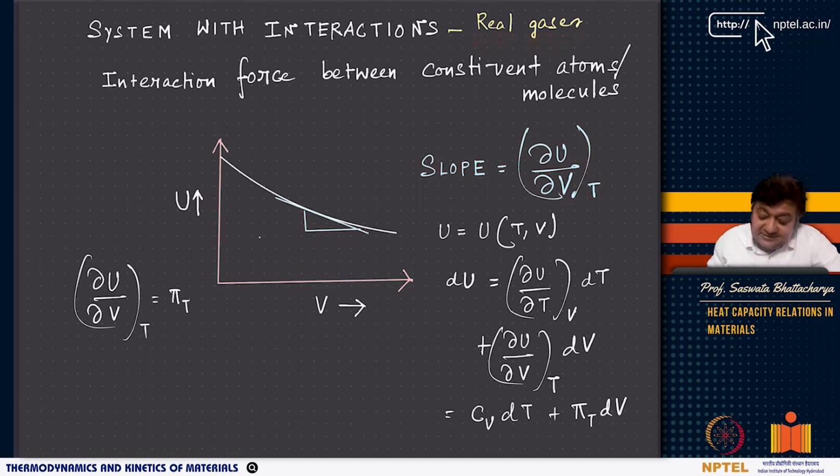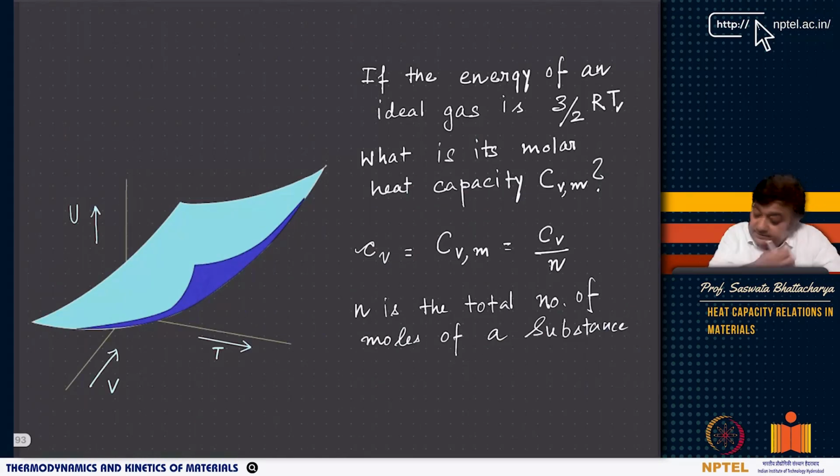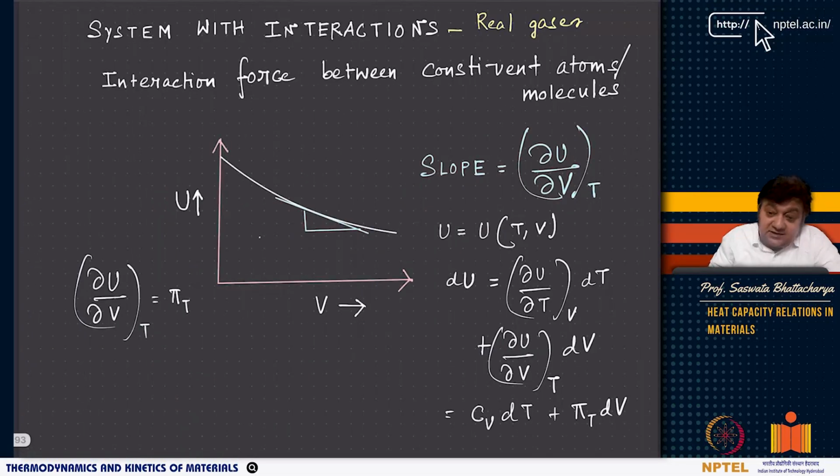In ideal gases, pi t is 0, because in ideal gases the interaction force between constituent molecules or atoms is not there. So there is only kinetic energy, only temperature that is relevant, and change in temperature causes change in internal energy of the ideal gas. However, change in volume does not. If there is change in volume, there is no change in internal energy.